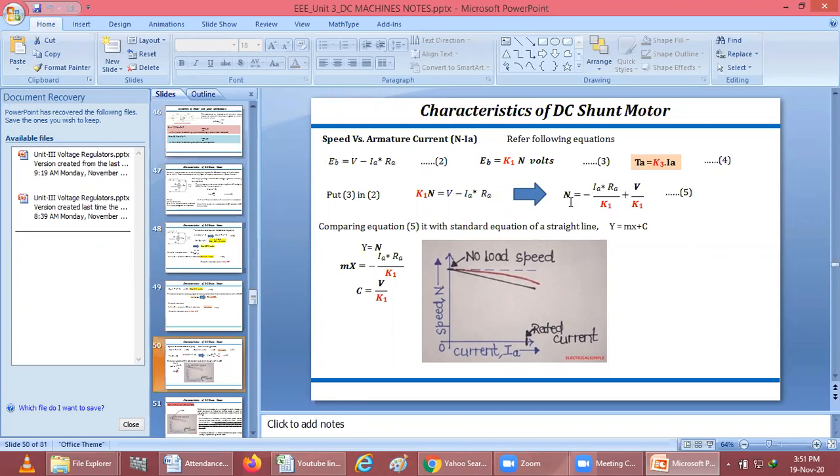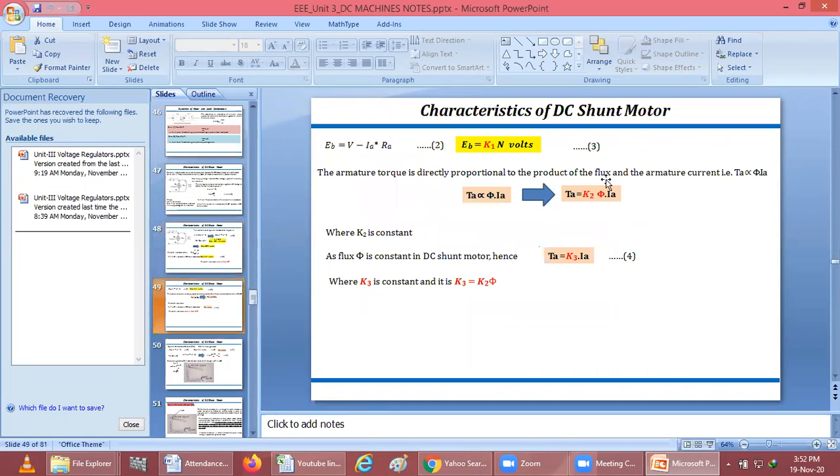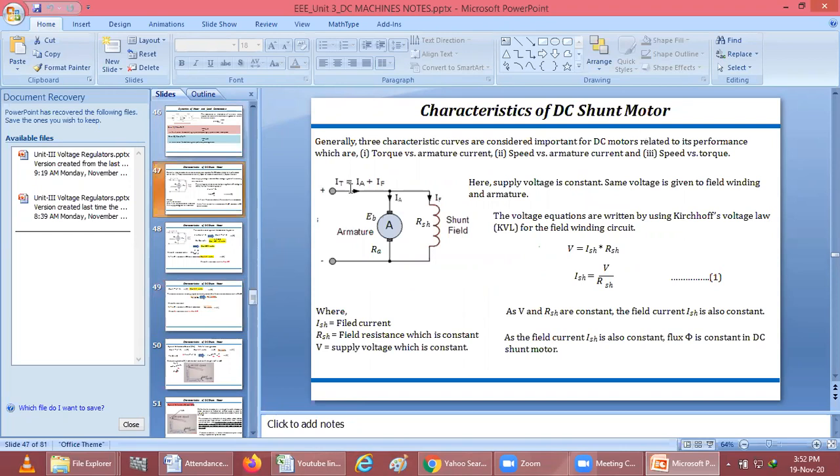Why are we calculating N? Because already we have calculated torque, we have calculated Ia, we have calculated the torque equations. We studied that torque is directly proportional to the current. But when we are supposed to study the characteristics of DC motor, at that time you will need this graph, torque versus armature current. So you can see here torque is directly proportional to the armature current. So as the current increases, torque increases.